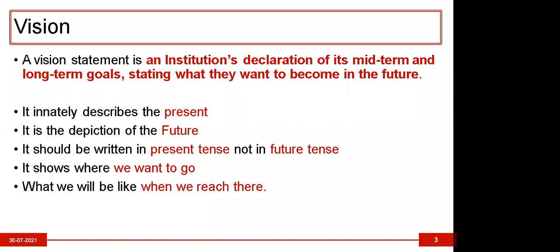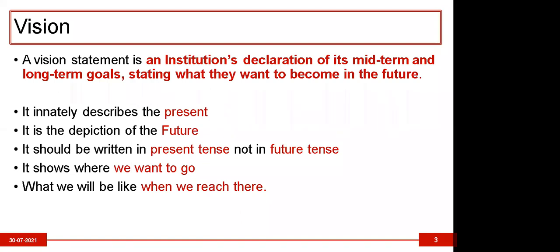Now, when you are defining a vision statement, you have to keep a few things in mind. There is no necessity to talk about the present status. When you are talking about the next goal, it innately describes where we are at present, at what level we are, and based upon this, where we want to be in the next ten years. So like this, we have to talk about our future.